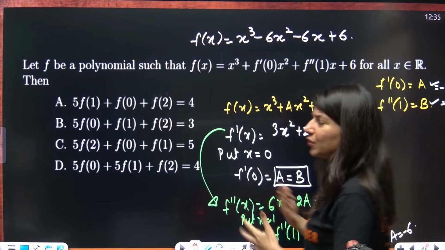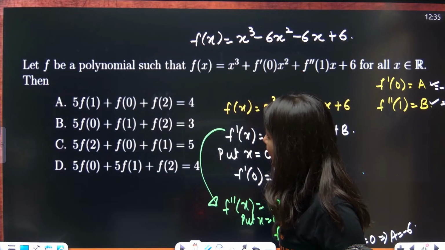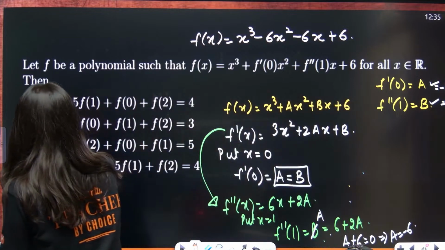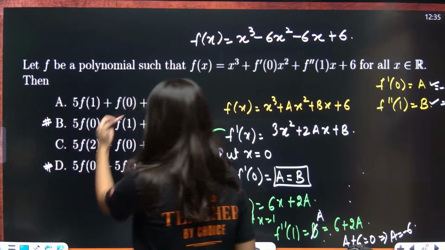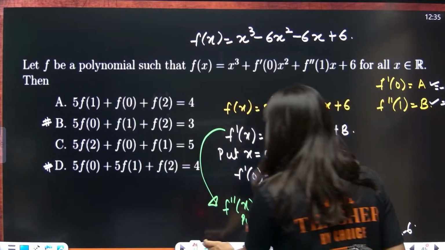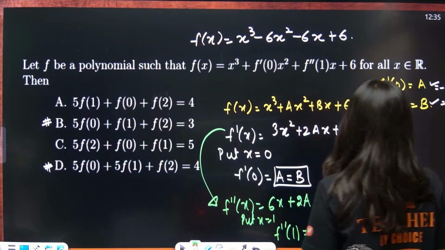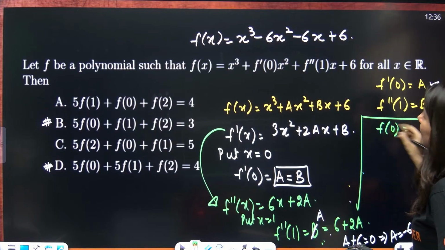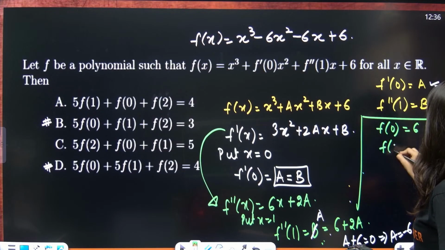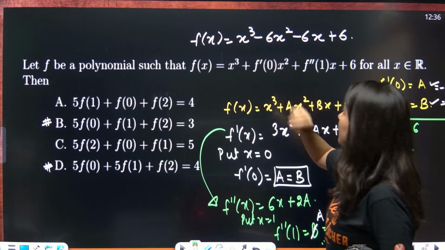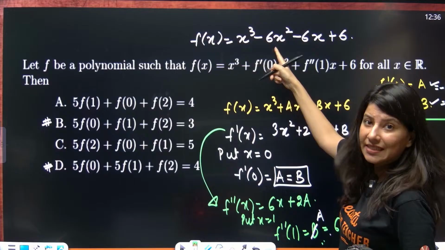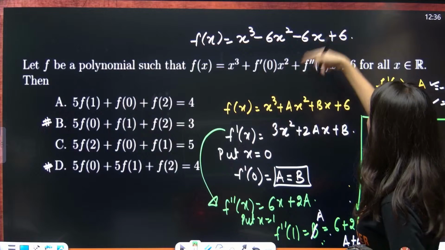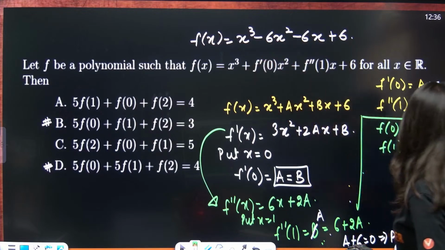Now what are they asking? You need to check the options. Now which option should I check? I think we should check this B option, because there are high chances, same pattern is there, na? So 5f of 0, f of 0 we need to calculate. So now one by one, let's calculate the values which are required. F of 0 anybody, f of 0 is 6. F of 1 anybody, so f of 1 will be 1 minus 6 minus 6 plus 6. If you put 1, this is cancelled. 1 minus 6, so f of 1 is minus 5.